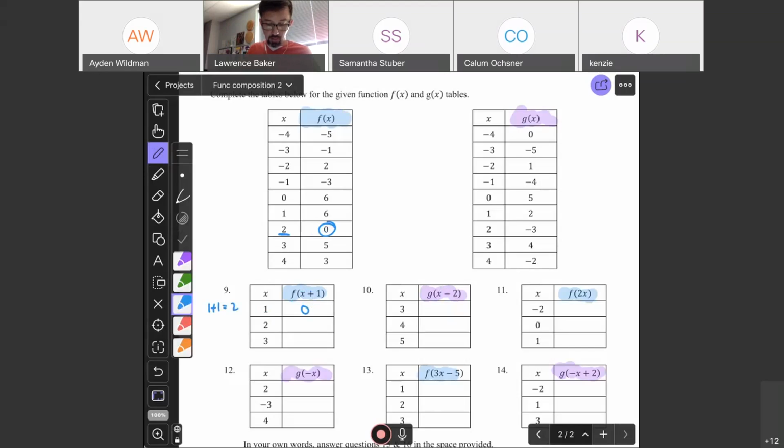Okay, so on the next one, our x value is 2, but we're supposed to add 1 to it. So of course that's 3. So I'm looking here. So now the answer is 5. In the same way, if I was looking for the x value for 3, well, 3 plus 1 is 4. So then I look here, and so the answer is 3.